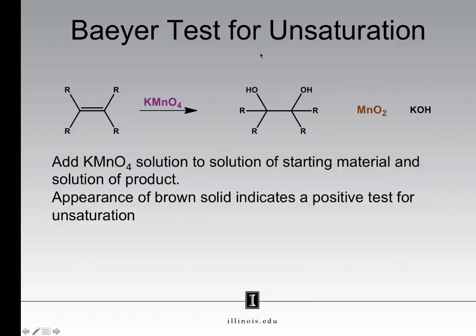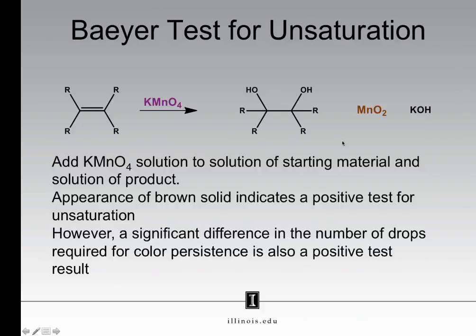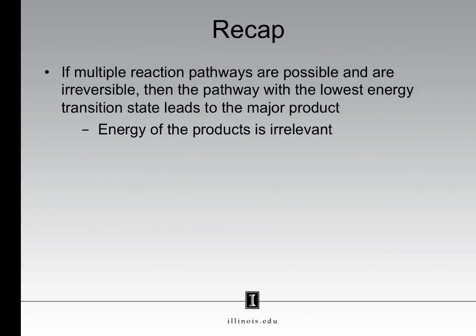Now sometimes you may not see any brown precipitate form. This is why we add potassium permanganate to both the product and a solution of starting material. What this allows us to do is to compare the number of drops it takes for the solutions to remain purple. If your starting material takes 1 drop to remain purple, but your product takes 10 drops to remain purple, even if you don't see any brown solid, that tells me that your product contains alkene. It took more drops to remain purple, that means there was alkene in there to consume the potassium permanganate you are adding. That brings us to the end of this webcast.